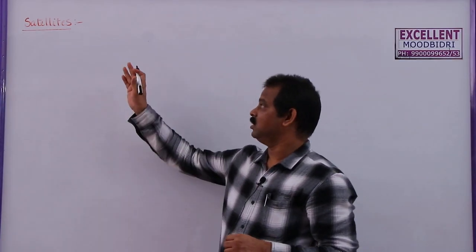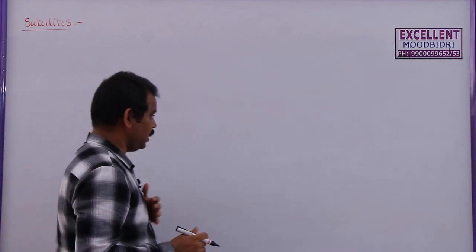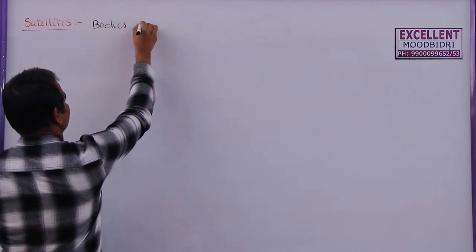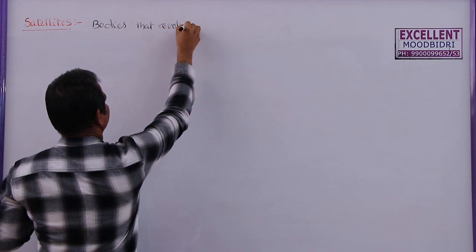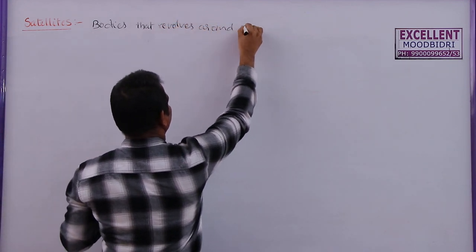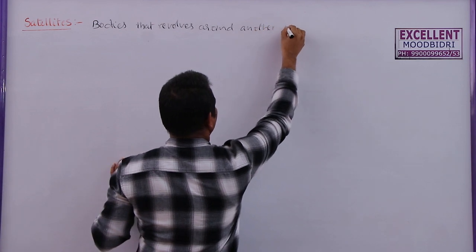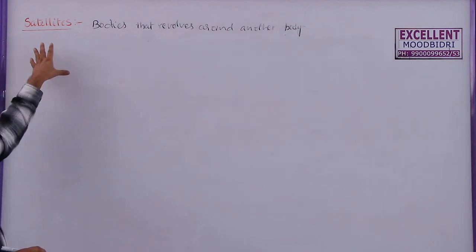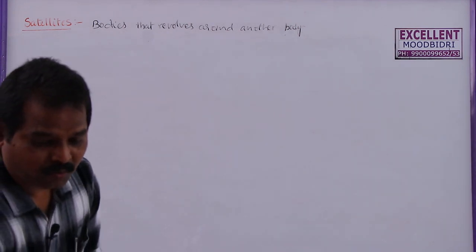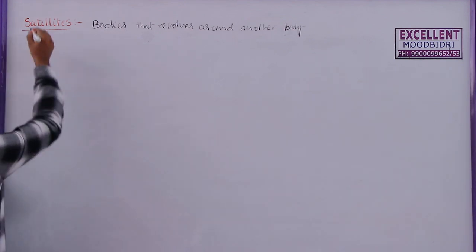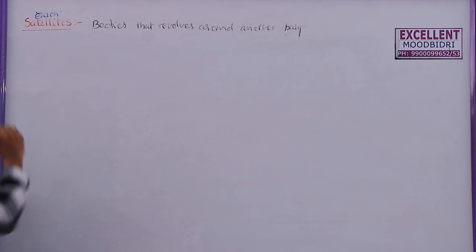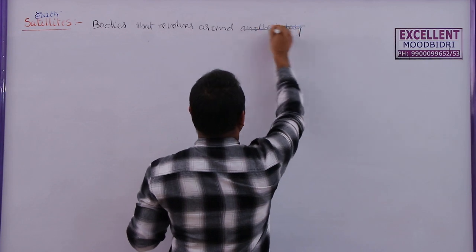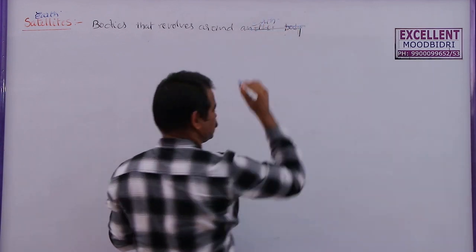Hi students, today's topic is about satellites. What are these satellites? Satellites are the bodies that revolve around another body. But our topic is only about Earth satellites. So what are these Earth satellites? The objects or the bodies that revolve around the Earth are known as Earth satellites.